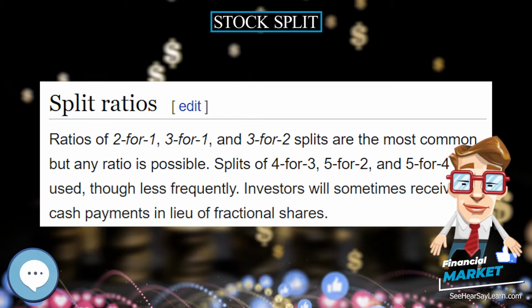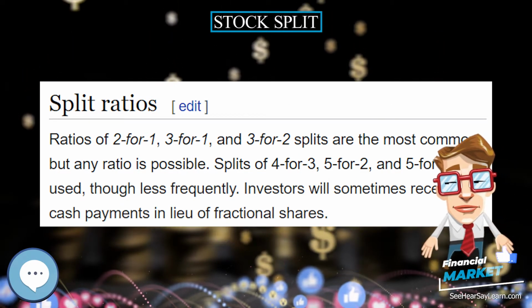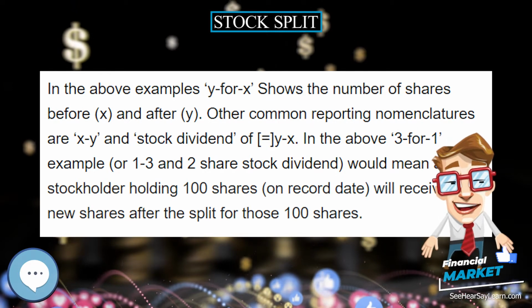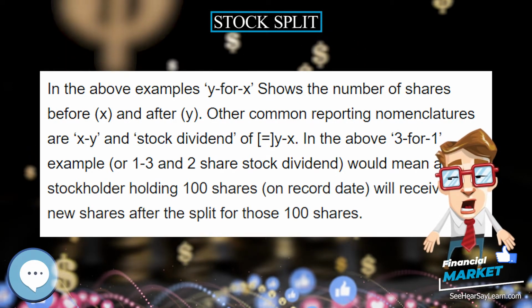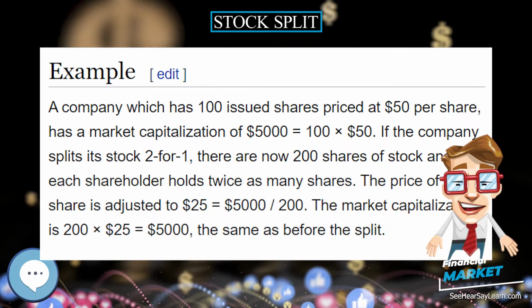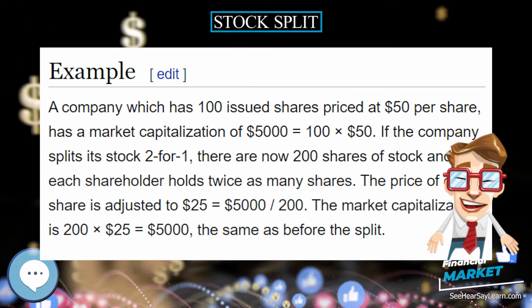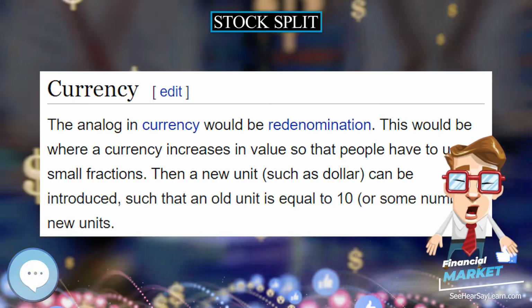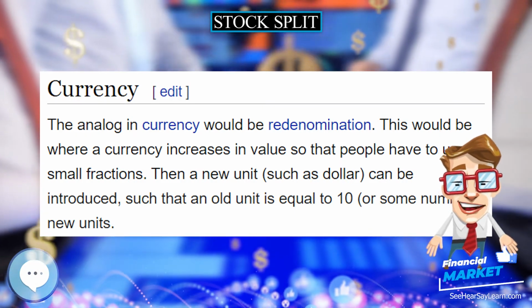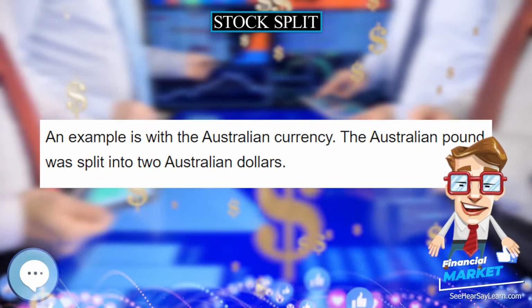unwieldy when traded. For example, when the share price is very high, it may deter small investors from buying the shares. Overview. For example, a company which has 100 issued shares priced at $50 per share has a market capitalization of $5,000, equals 100 times $50.